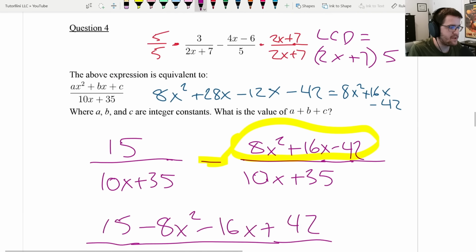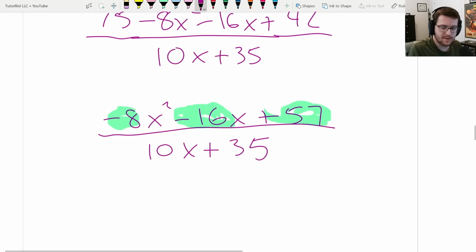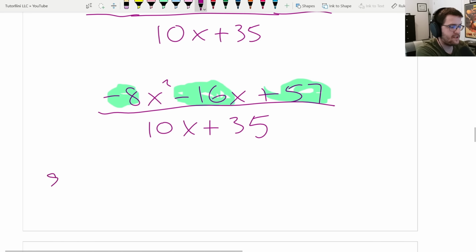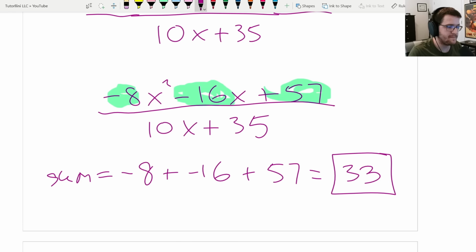So ax squared plus bx plus c. So a is negative 8, b is negative 16, and c is 57. So to find a plus b plus c, let's just call that the sum, save some writing. We're going to do negative 8 plus negative 16 plus 57. And let me see what that is. Negative 8 plus negative 16 plus 57. That is 33, and that is the answer to this question.